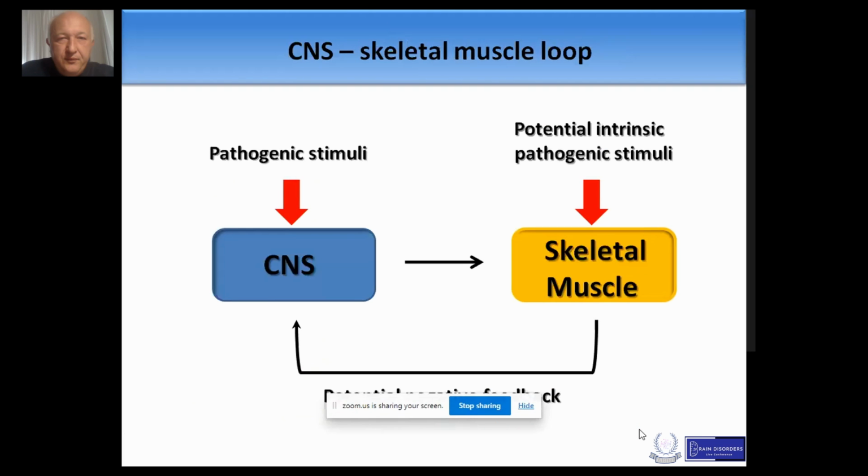So the main hypothesis behind this talk is that if we have a pathogenic stimulus that affects the CNS over time, that will also affect the skeletal muscle, and then basically as a negative feedback loop, we will affect the CNS. So by improving skeletal muscle function, we might also delay some symptoms and keep the CNS more healthy than without the intervention.